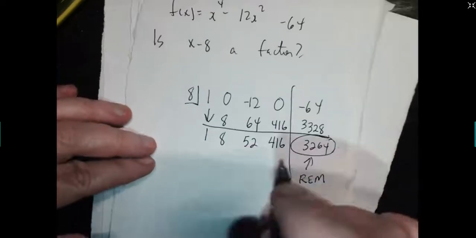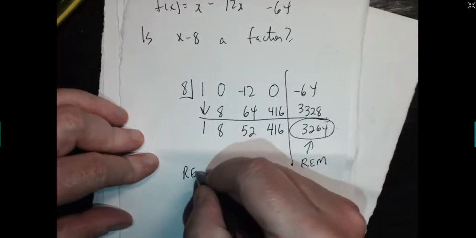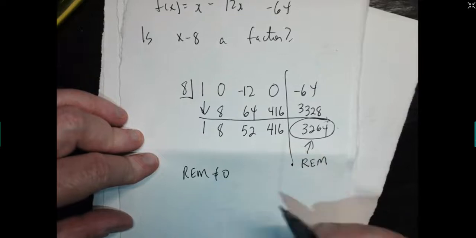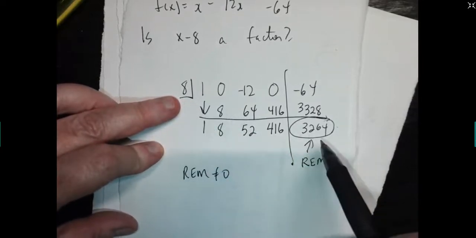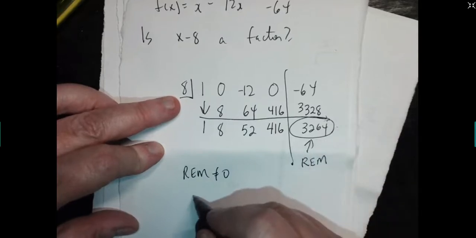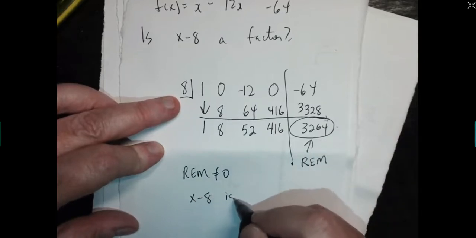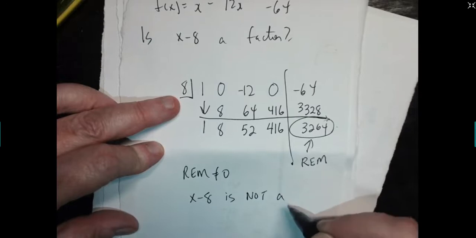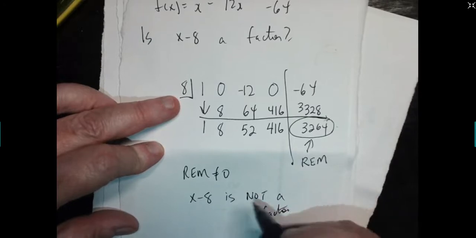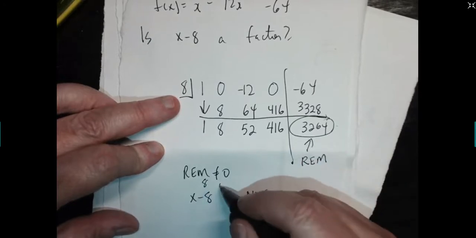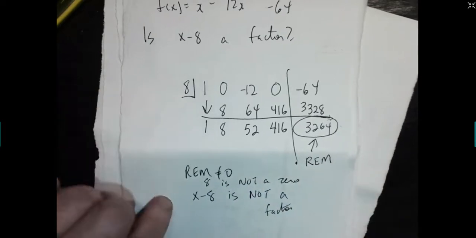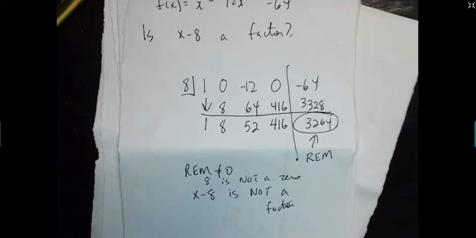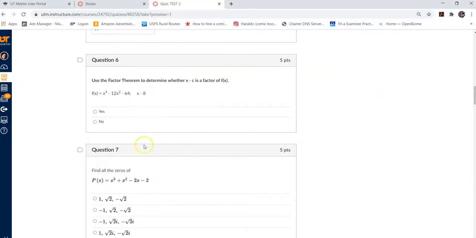And since my remainder is not equal to 0, then by the remainder theorem, 8 is not a 0. By the factor theorem, x minus 8 is not a factor. So the remainder is not equal to 0, so 8 is not a 0. That's by the remainder theorem. By the factor theorem, x minus 8 is not a factor. So is that a factor? And the answer is no.